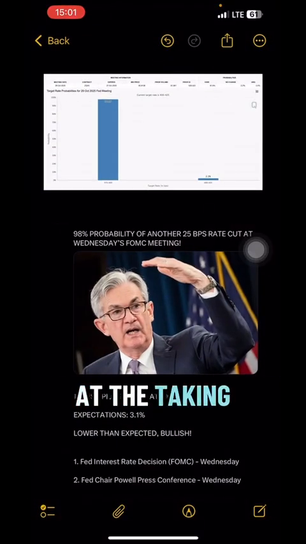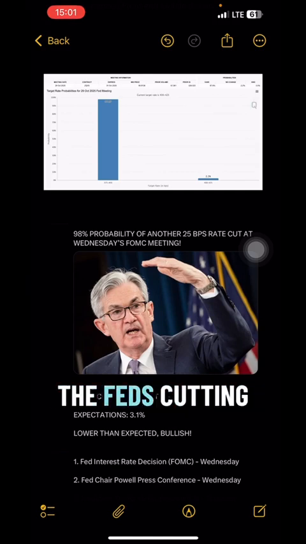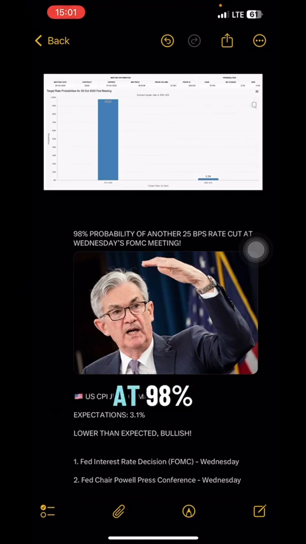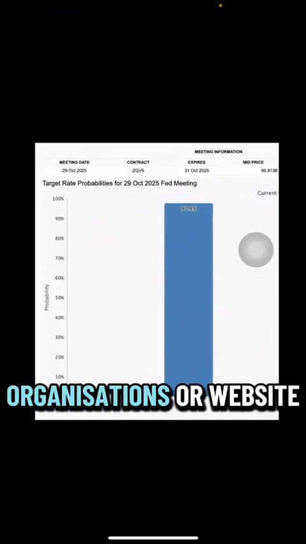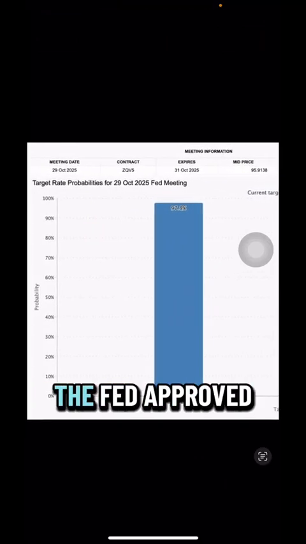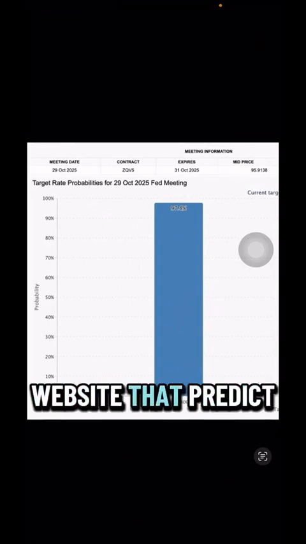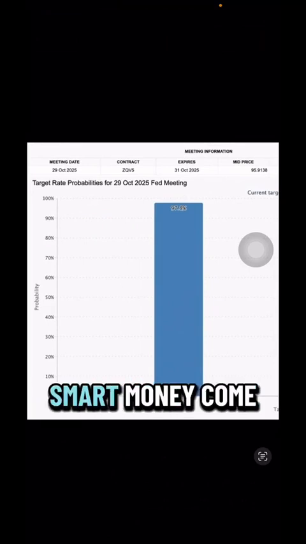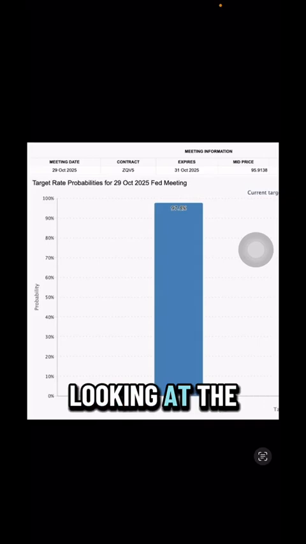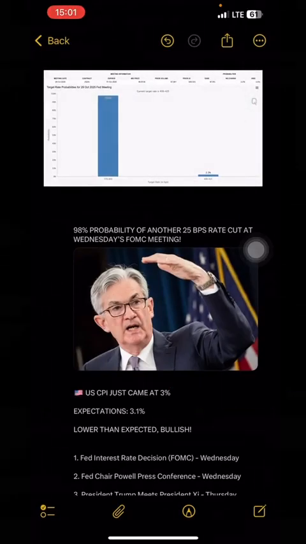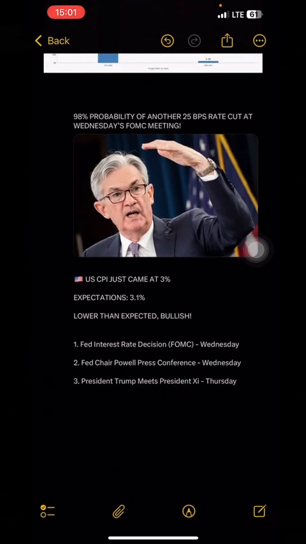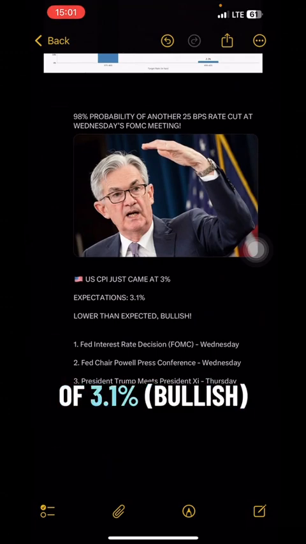I'm looking at taking Ethereum, and then the Fed: the probability of cutting the rate again is at 98%. Mind you, this is a website that predicts the probability, where people, smart money, come to predict, looking at the current economic situation. So we have 98%, which is good. And CPI came out at 3%, which is lower than the expectation of 3.1%.